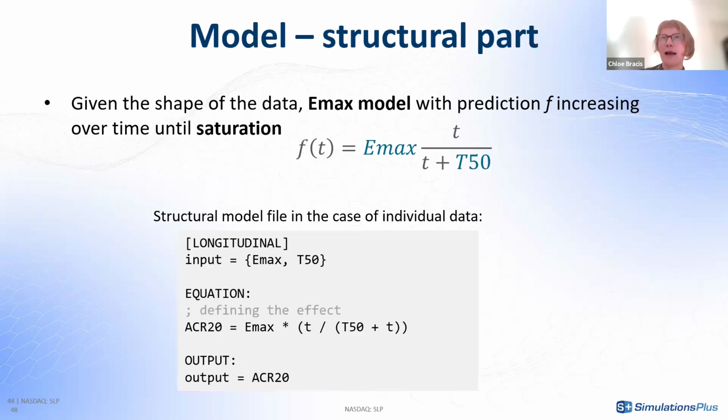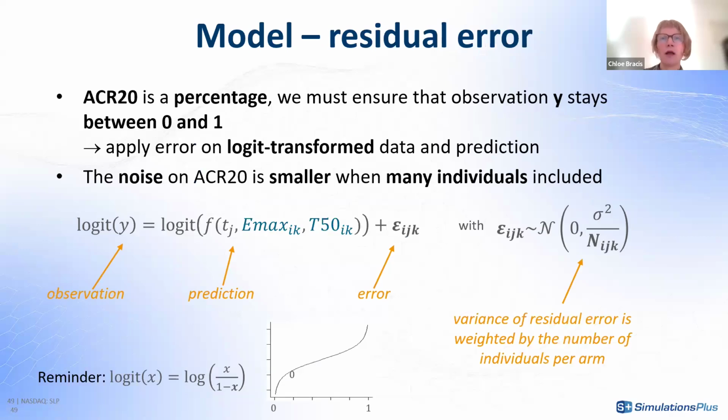So we'll again use an Emax model. This time our prediction is increasing to saturation. So we have 2 parameters: Emax, the maximum effect, and then our T50 for the time to 50% effect. And our model looks really similar to what we already looked at. The model for our residual error, now we're going to get a little bit more complicated.